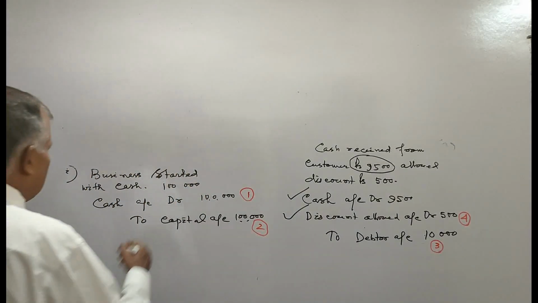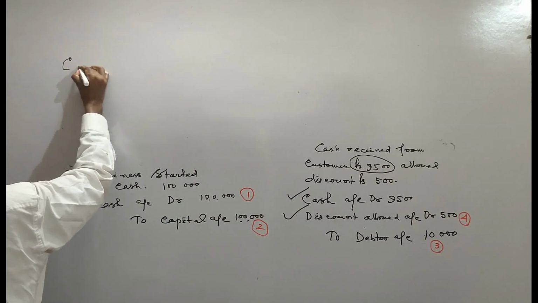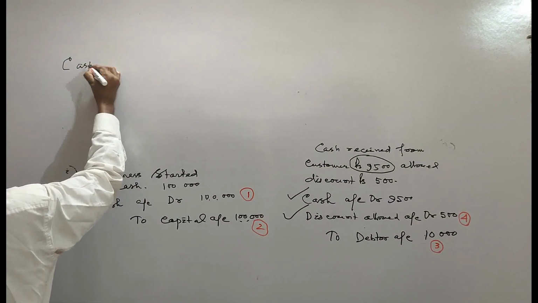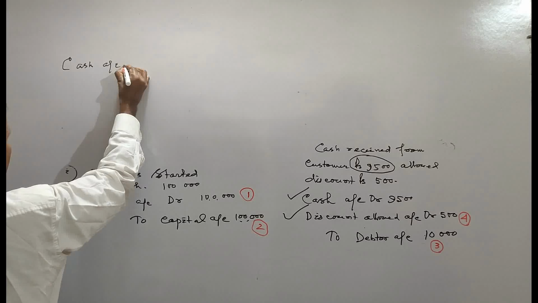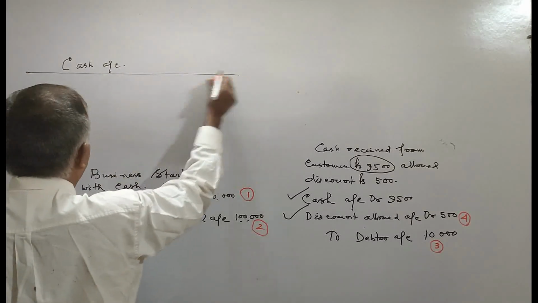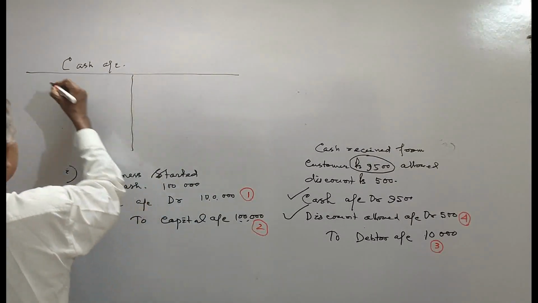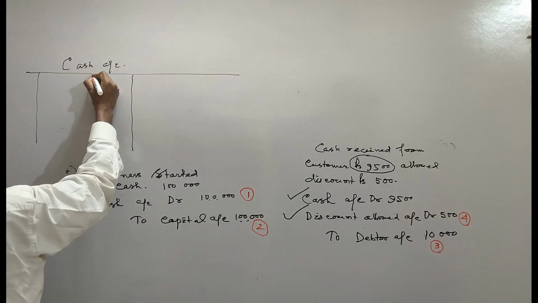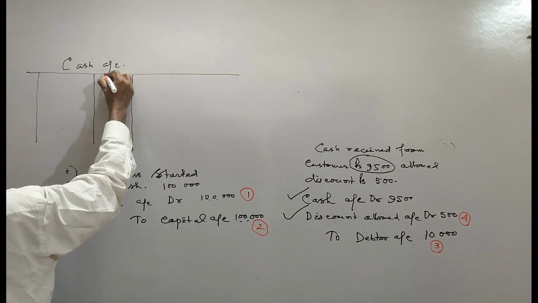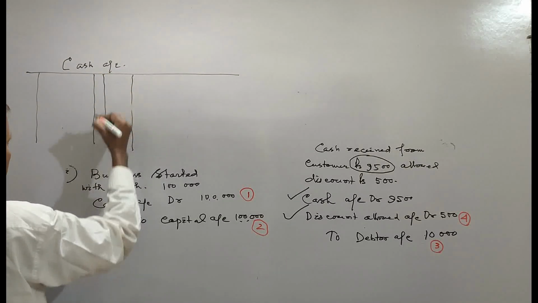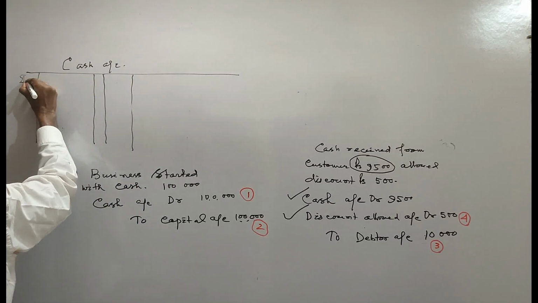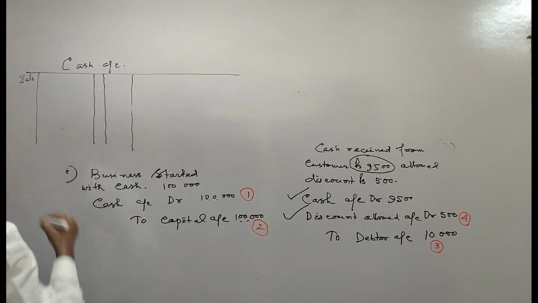So let us start with your cash account. Very simple. This is your date. This is particulars. This is journal folio, amount, date.